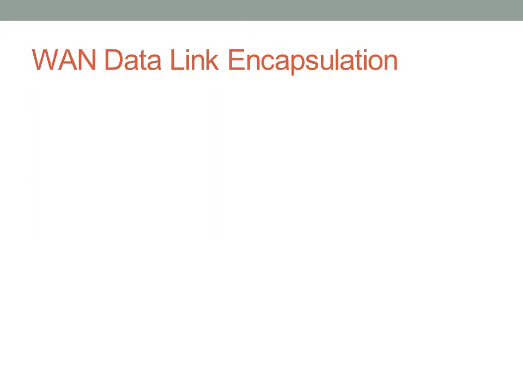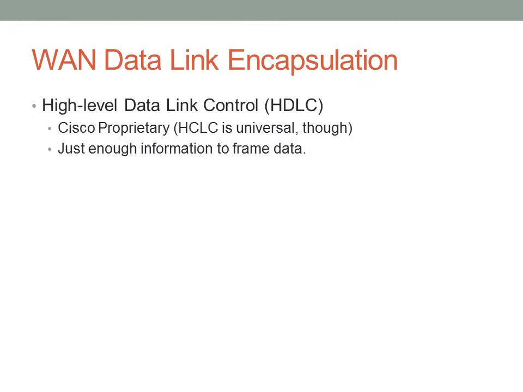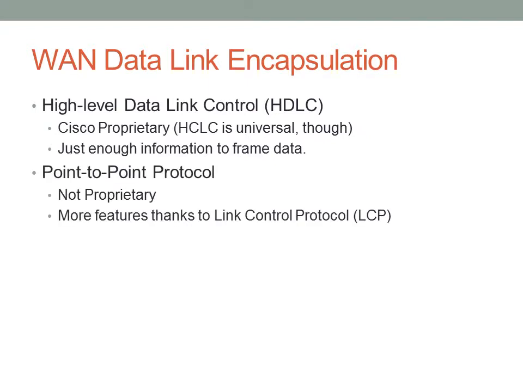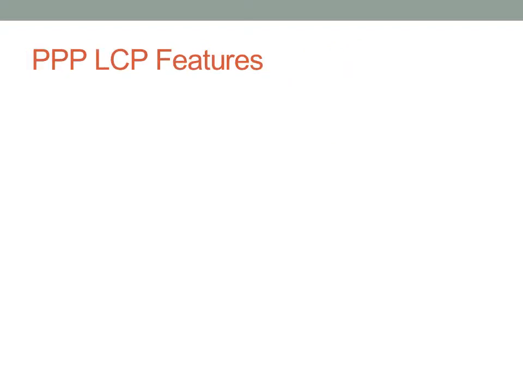So WAN data link encapsulation is a little bit different. You need to make sure that before we send out the data, we encapsulate it in some sort of layer 2 header, much like we did with Ethernet. So there's what's called HDLC, High-Level Data Link Control. HDLC is Cisco proprietary, but it contains just enough information to frame the data and send it out. It's a very low overhead encapsulation type, and it's what's preferred if you're running Cisco equipment at both sides. There's also what's called Point-to-Point Protocol. This is not proprietary, so you can run it on non-Cisco devices, and it has a lot more features, but unfortunately it does have a lot more overhead as well.